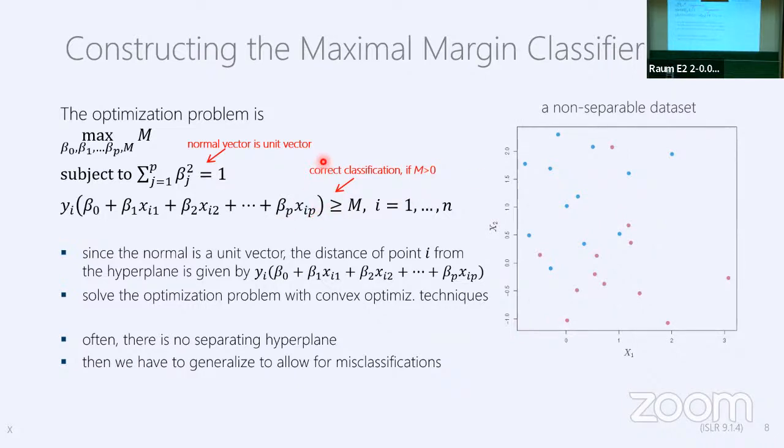We can generalize from what is called the hard margin classifier to the soft margin classifier. The soft margin classifier allows for some misclassifications.